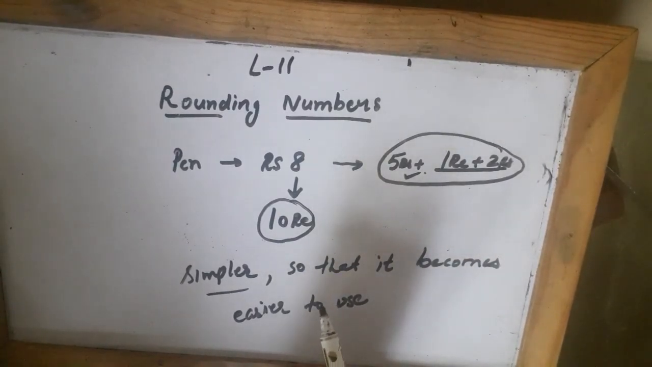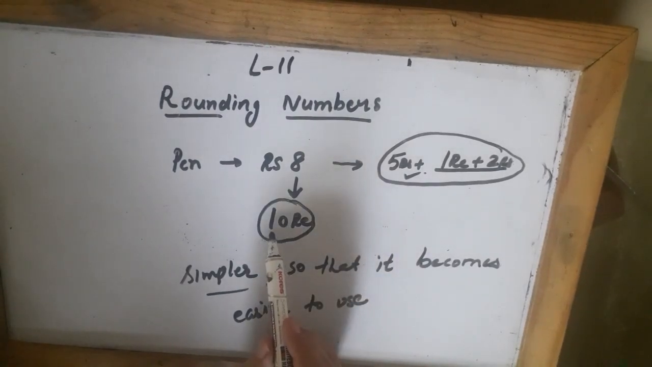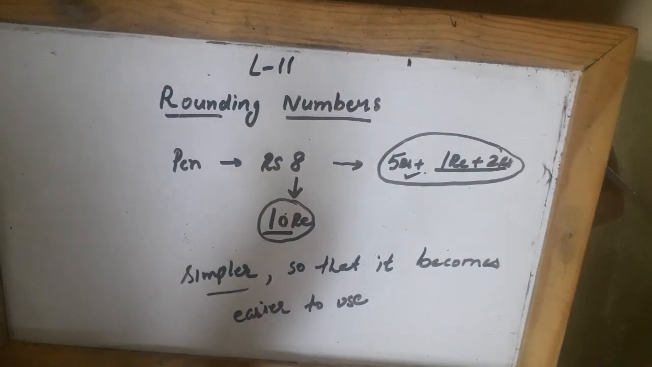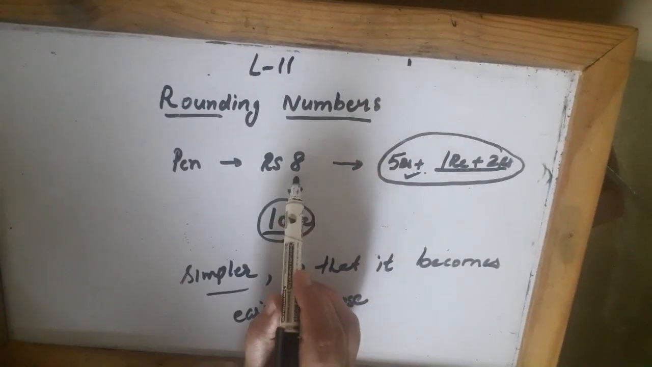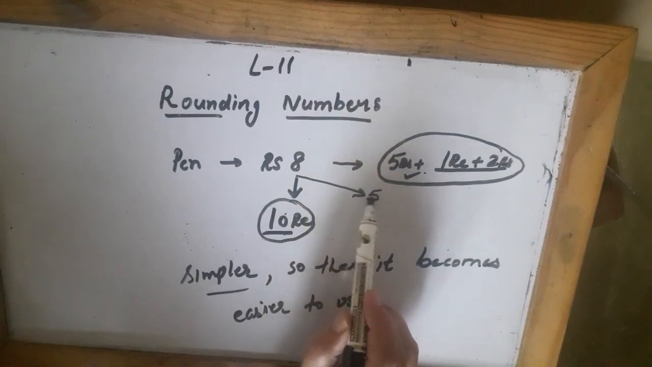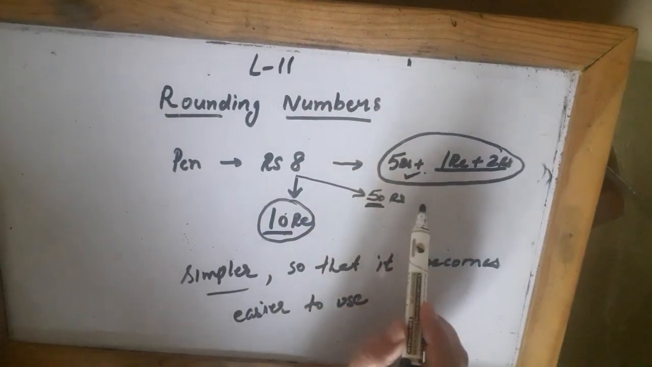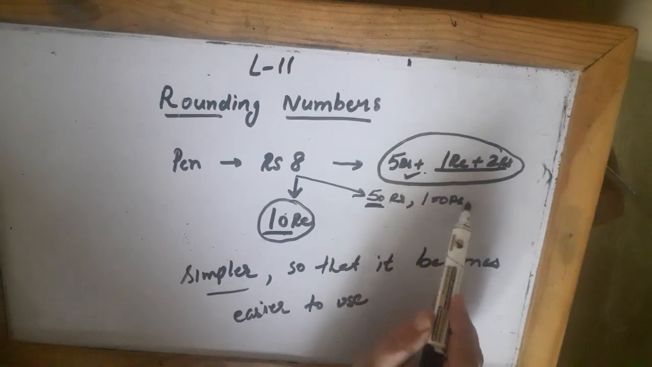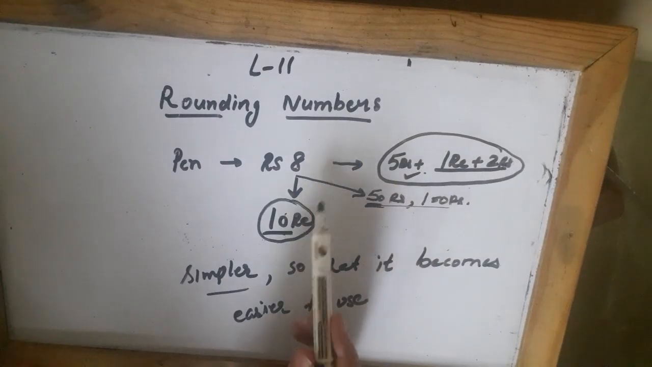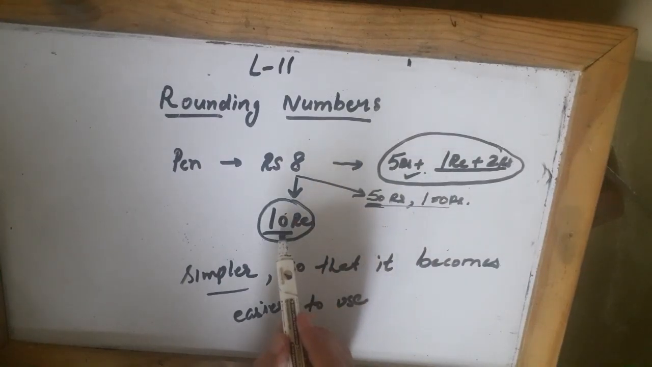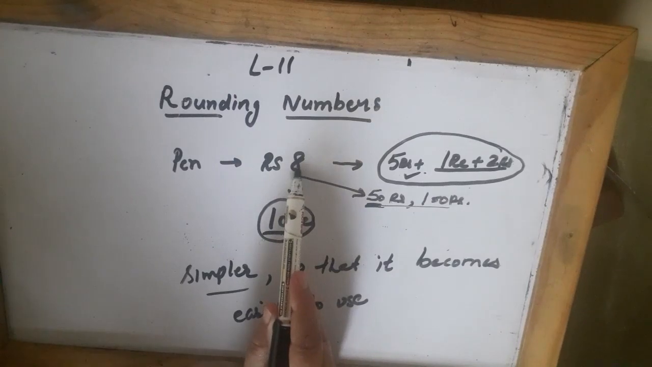But when we are rounding off the numbers, you have to keep in mind that the value of the rounded number should be very close to what the number was. Now this 10 is very close to 8. If mama rounds off and gives you 50 rupees or 100 rupees, that will not be close to 8. So when we are rounding off, the value should be very close to the number we are rounding off. Is that clear?